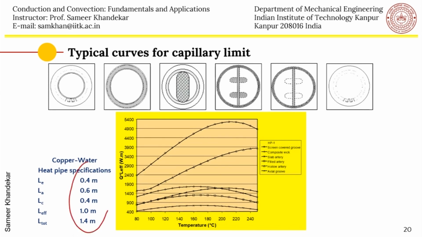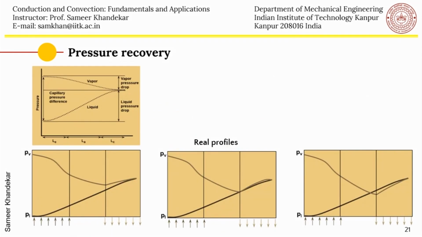In actual practice, of course, there is some recovery also. As you can see, this pressure distribution is a simple pressure distribution, but in reality, as the vapor condenses, there is some pressure recovery. So the pressure doesn't continuously decrease like this, but there is also some recovery which can happen because of the deceleration of the fluid. Also in the evaporator, the mass flow rate is not uniform throughout the evaporator. As you proceed in this direction, the mass flow rate increases, and therefore you get a non-linearity. So these are the real profiles which you actually get in a real heat pipe.